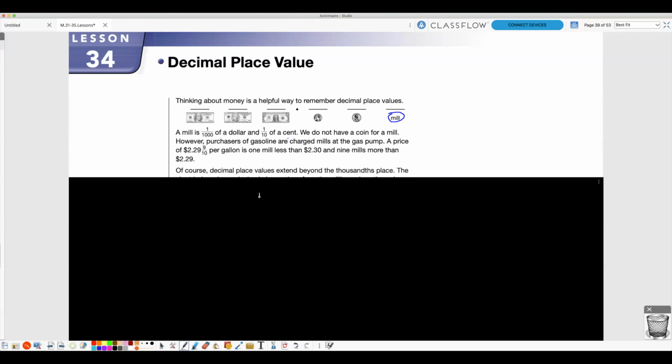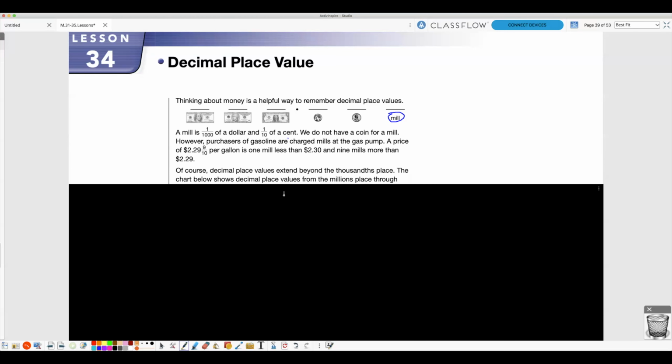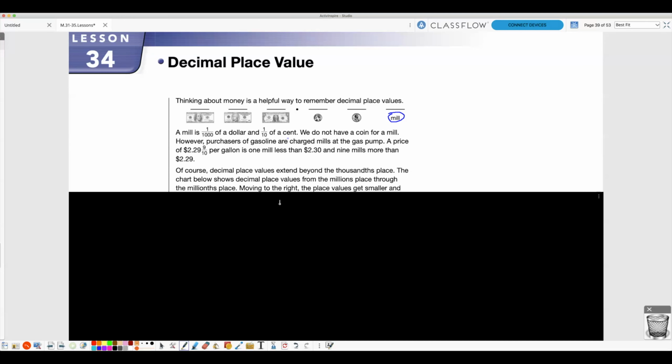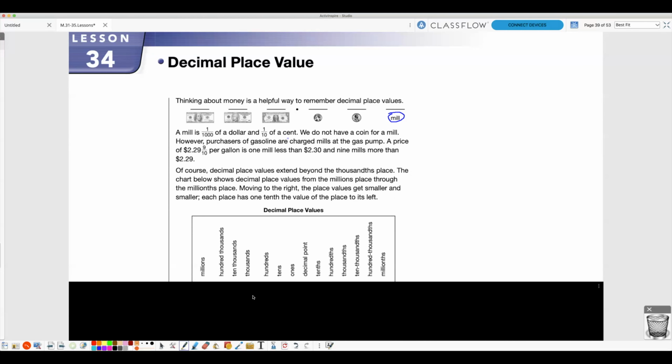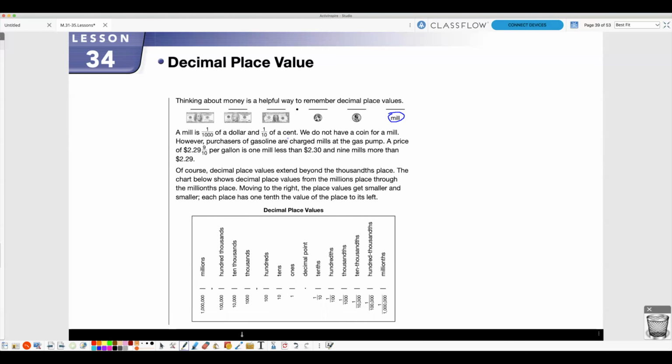Of course, decimal place values extend beyond the thousandths place. The chart below shows decimal place values from the millionths through the millions. The "ths" ending designates decimals. So here's millions, hundred thousands, ten thousands, thousands, hundreds, tens, ones. Decimal point in the middle, tenths, hundredths, thousandths, ten thousandths, hundred thousandths, and then millionths.